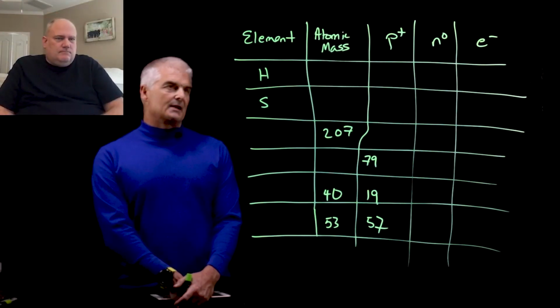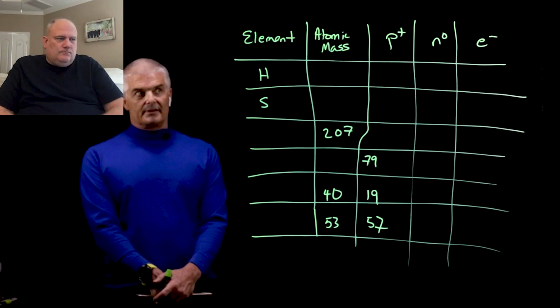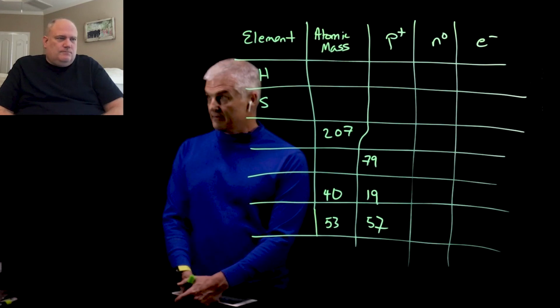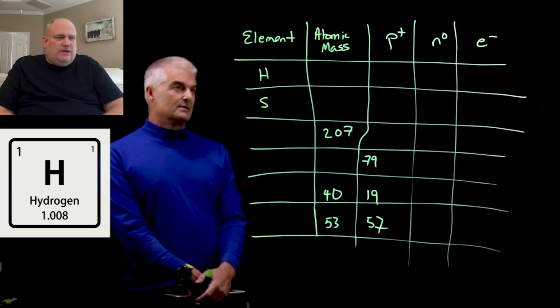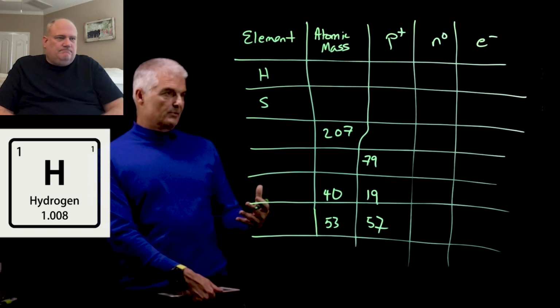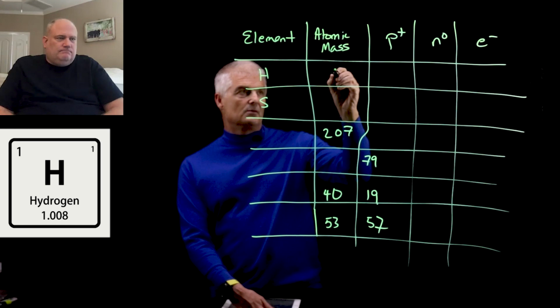So let's start with the simplest element, hydrogen. If we look at the periodic table on hydrogen, we can find the mass of hydrogen. And so what is the mass of hydrogen, Mr. Dimitrievich? 1.008. So we're going to round to the nearest whole number, folks. So just round to the nearest number, so that's going to be 1.